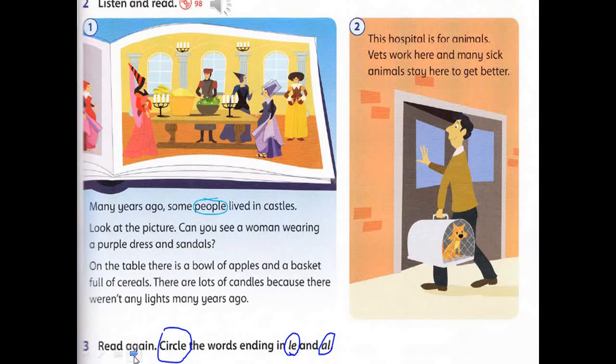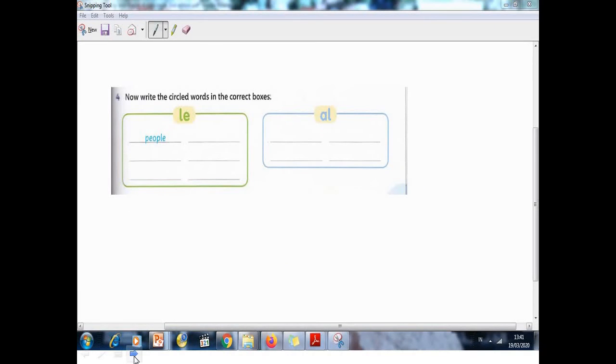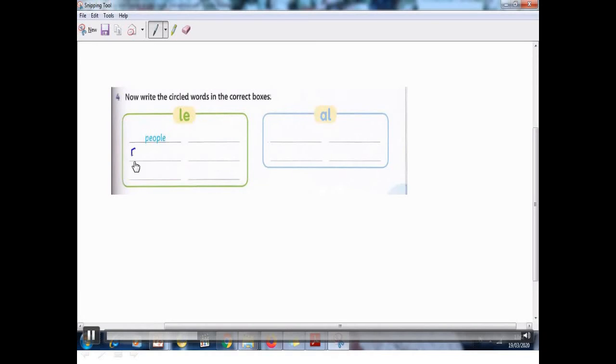Okay. Now let's move to part 4. Now write the circled words in the correct boxes. You have to write the circled words in the correct boxes. Okay, this is the example. You write castle because there is a castle word over there, right?